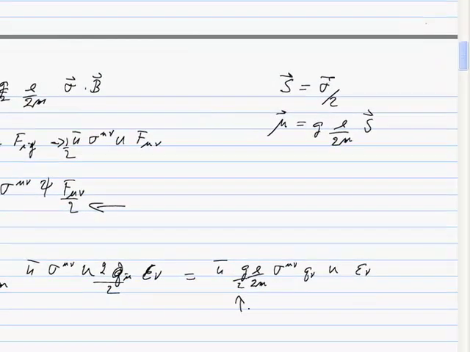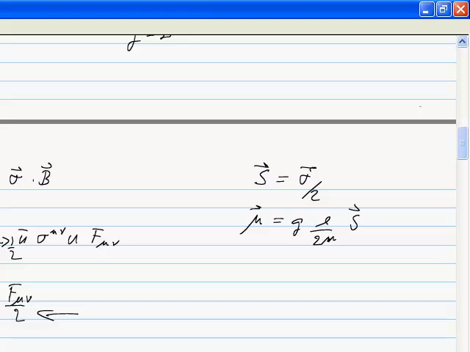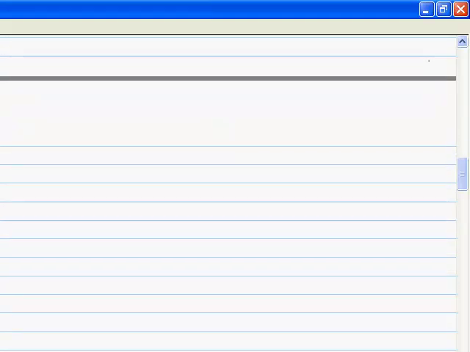Okay, so there's two quickie derivations. I wanted to use, we're going to use a general form for the matrix element.